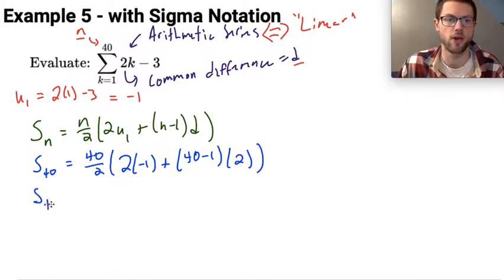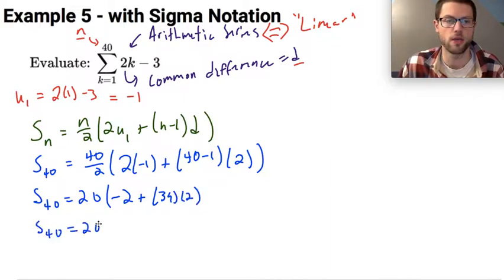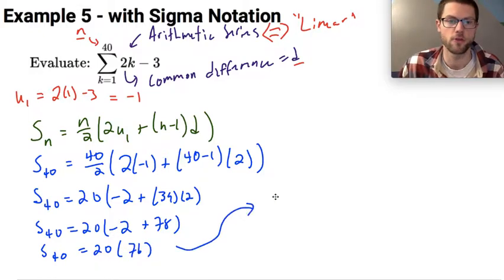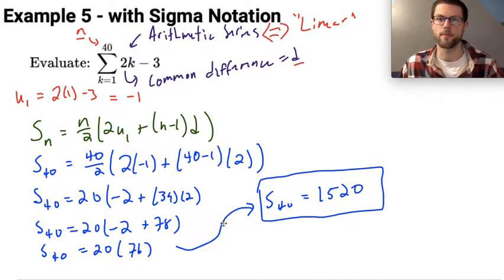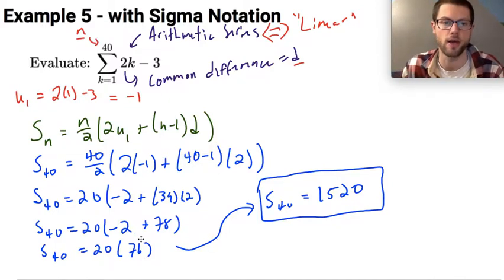All right, so let's work this out. S sub 40 is going to equal 20 times negative 2 plus, this is 39, times 2. So S sub 40 is going to equal 20 times negative 2 plus 78. So S sub 40 is going to equal 20 times 76. And if we multiply those two numbers together, S sub 40 is going to equal, 2 times this will be 152, and throw a 0 on that, 1,520. So hopefully I did that math okay. Check me if I made any errors in my arithmetic here.